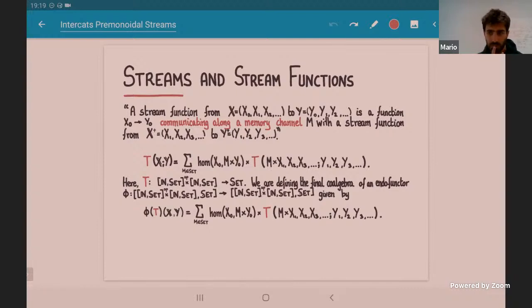I need to justify two things. First, why are you putting a memory channel? What happens if you don't do this thing of the memory channel? If you don't do the thing of the memory channel, then you would just get a sequence of functions going from x0 to y0, then from x1 to y1, and so on. So this is a way of relating the first function to the rest. Like if this is a process, it should have some memory.